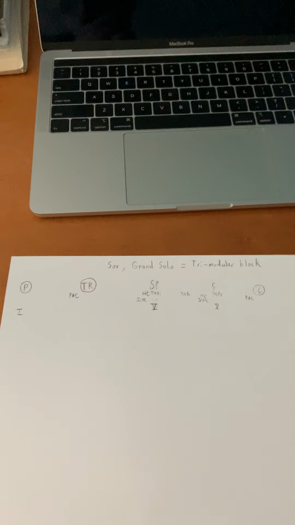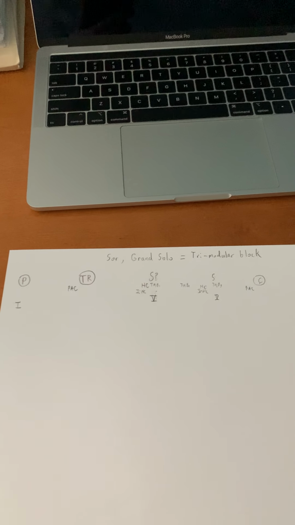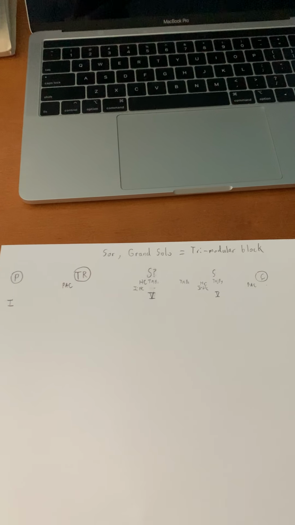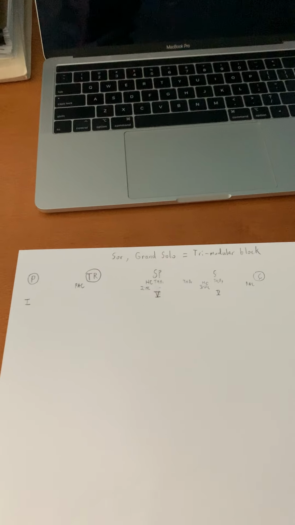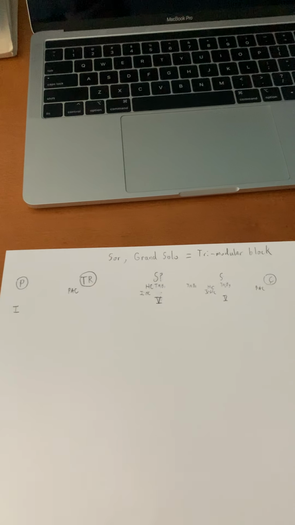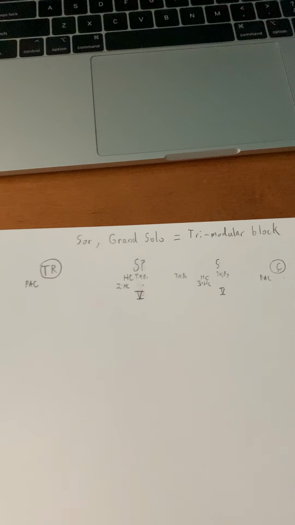All right, so there you have it. This is just one example of an exposition that has a tri-modular block. Be on the lookout for that in some of the pieces you're going to look at. See if any of them have this particular complication factor.